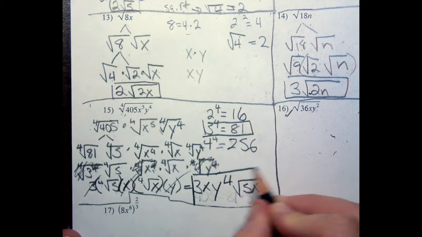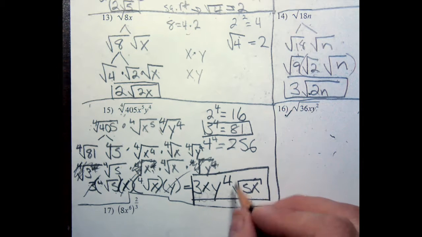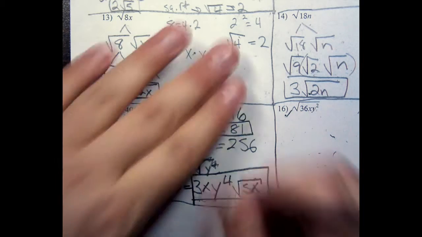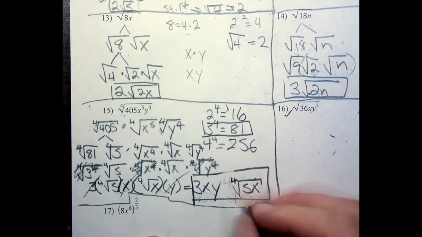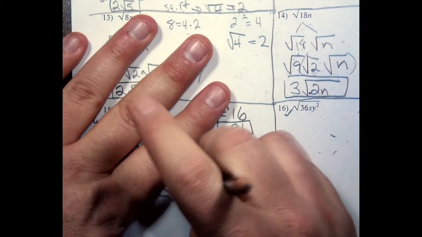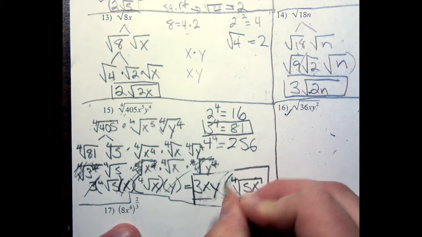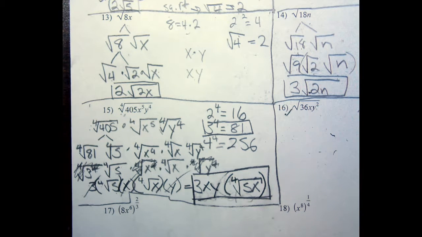That is the simplified answer. 3xy and the fourth root of 5x. And maybe I should write that 4 a little smaller, so it might be confusing. You might think that that is y to the fourth. It's not. Okay? And that's the final answer. So that was a tough one.